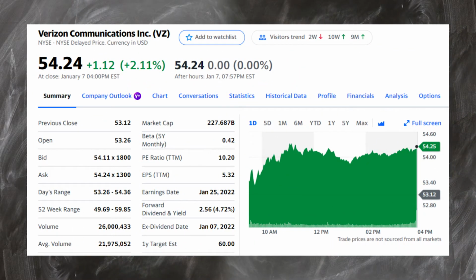The next two metrics are related to dividends, and as you know, that is the main focus of this channel. You can see the forward dividend and yield and the ex-dividend date. But we'll come right back to those as I like to use a different site for dividend information. The last item here in the Yahoo Finance stock chart is the 1-year estimate, which is simply the analyst's estimation of where the stock price will be in 1 year.